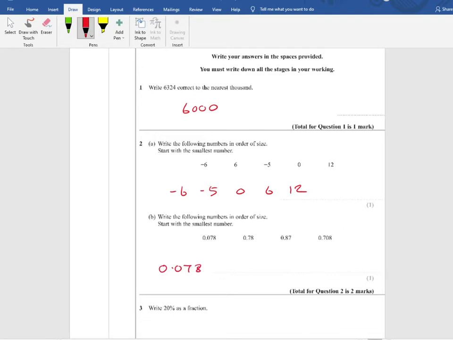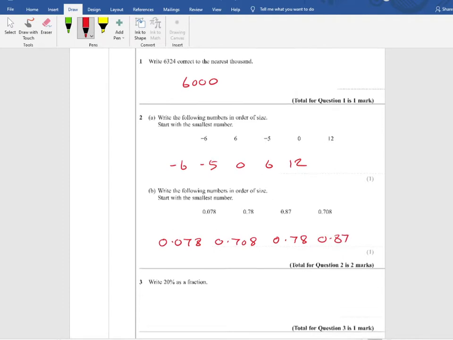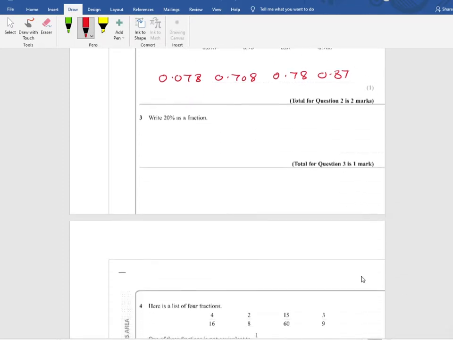0.078, 0.708, 0.78 and 0.87. What is 20% as a fraction? 1/5.